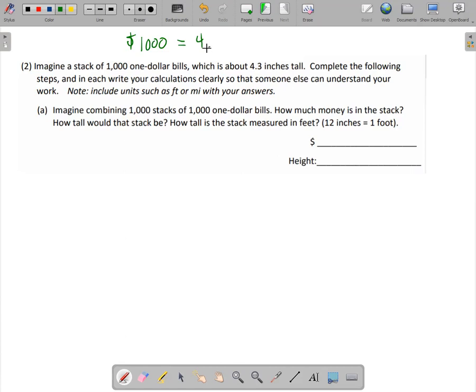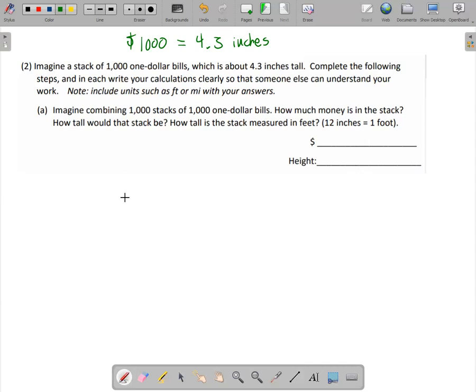$1,000 equals 4.3 inches. Right? As long as I'm talking about dollar bills, that is a true mathematical statement. It's kind of like saying 12 inches is equal to 1 foot. That's true, right? And so this is a similar kind of statement. So instead of measuring in inches, we could measure things in stacks of thousands. Kind of weird, but we could do it.